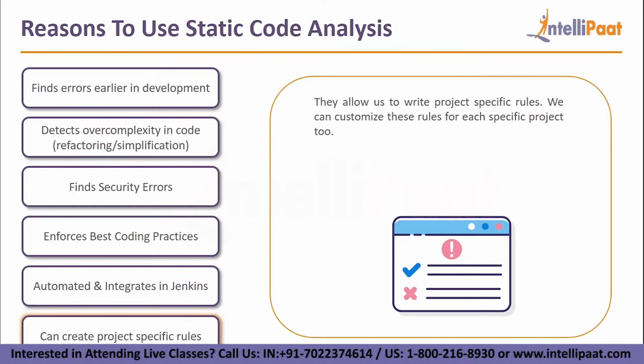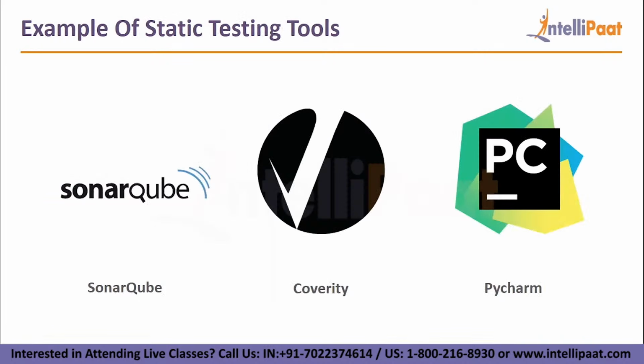And we can customize these rules specifically for each project also. For different projects, there can be different kinds of rules that the team or the company wants us to apply. Some examples of static testing tools are SonarQube, the one we're going to learn, Coverity, and PyCharm.